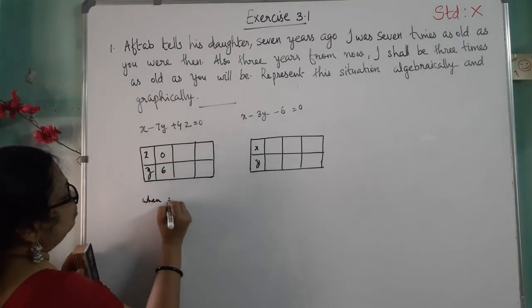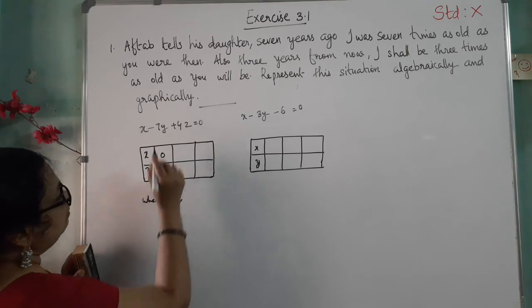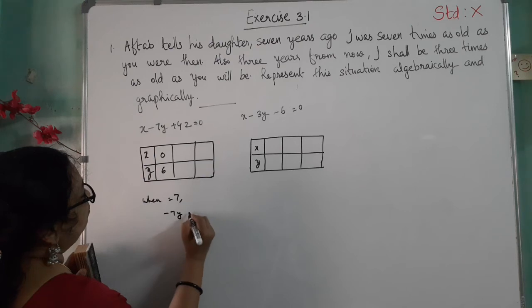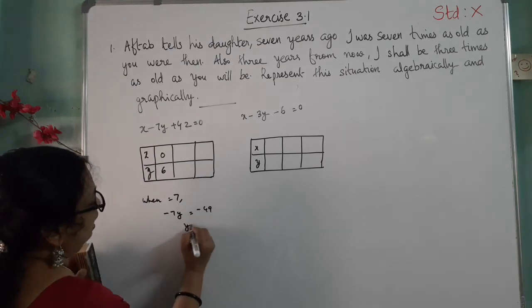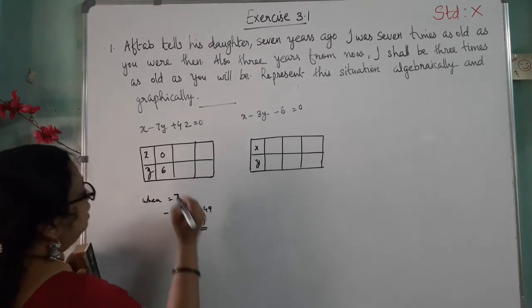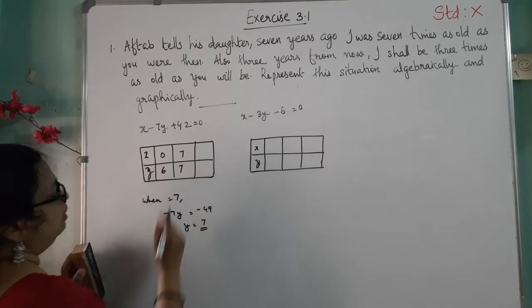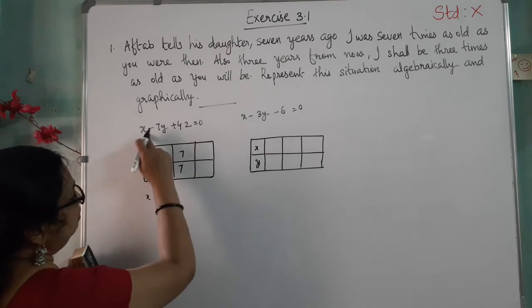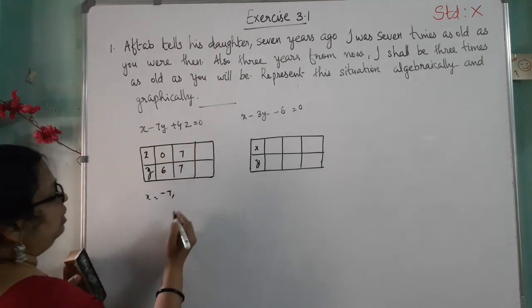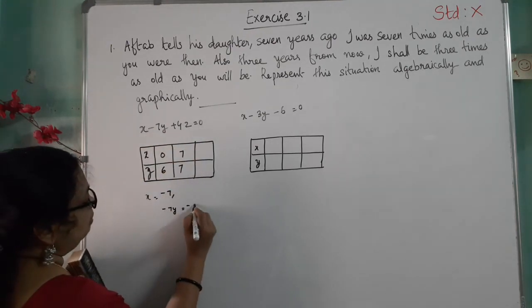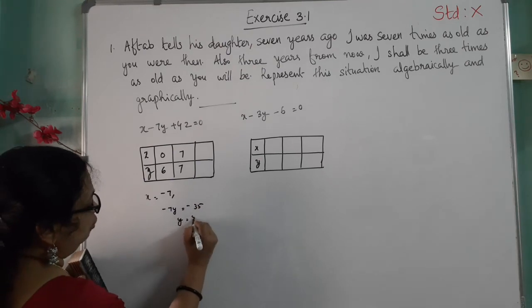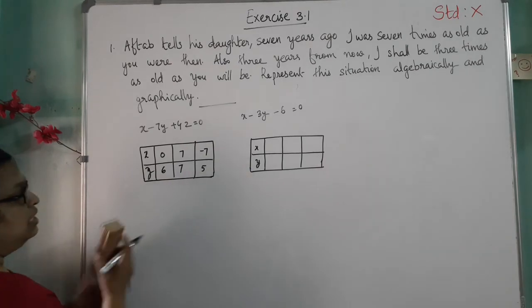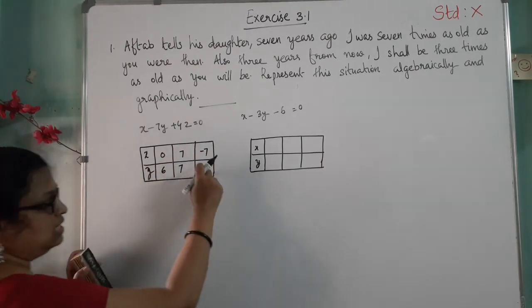When x equal to 7, we get 7 plus 42, that is 49. Minus 7y is equal to minus 49 and y equal to 7. That is 7, 7 are the points. When x equal to minus 7, then minus 7 plus 42, that is 35. Minus 7y is equal to minus 35 and y is equal to 5. That is minus 7, 5. So 3 points we get: 0, 6; 7, 7; minus 7, 5.